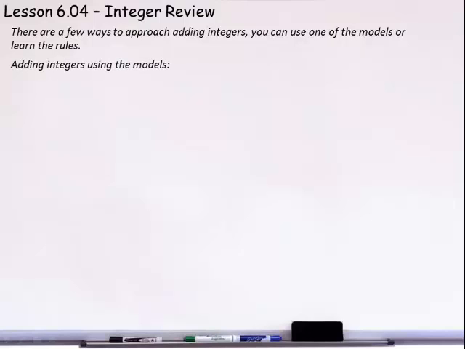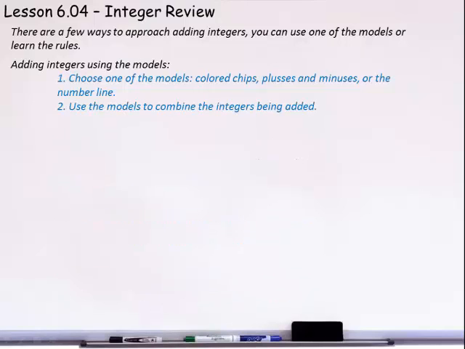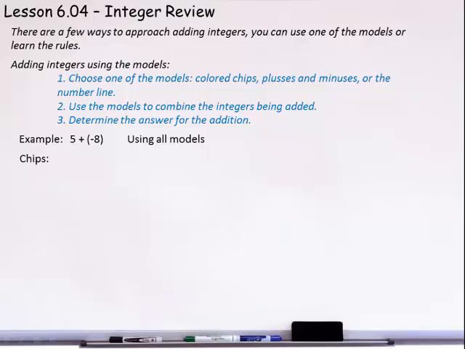We can add integers using models. We choose one of the models, either colored chips, pluses and minuses, or the number line, and then we use the models to combine the integers being added. We determine the answer for the addition. So if we wanted to add 5 and -8 using the models, first we'll start with colored chips.